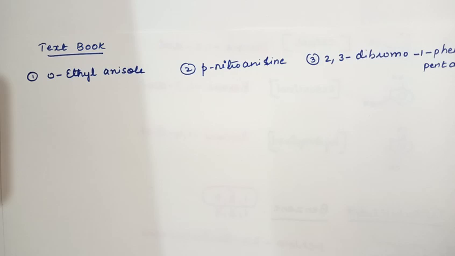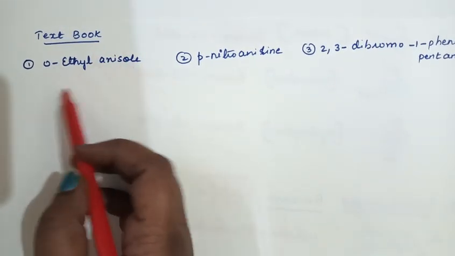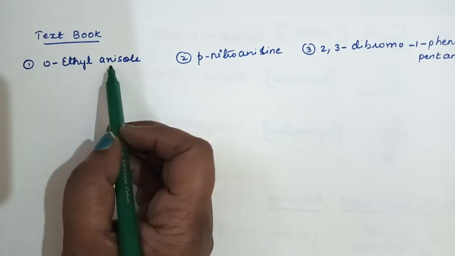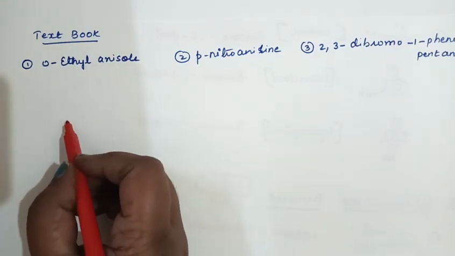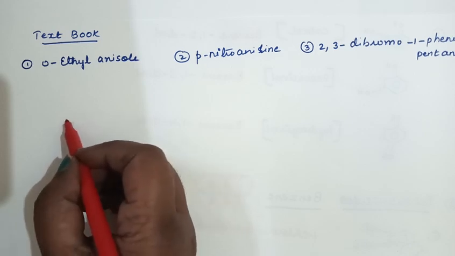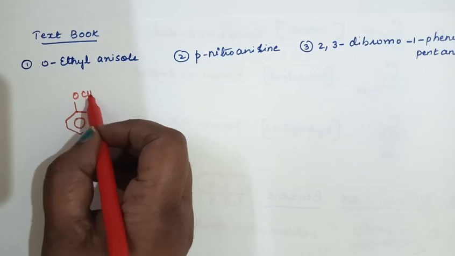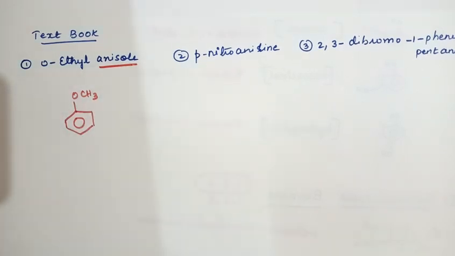So next, students, some examples I have taken from the textbook. If the IUPAC name is given, how to write the structure, we will see now. So now this is ortho-ethyl anisole. Anisole, I told you to remember the structure, that is methoxybenzene is called anisole, that is this one, OCH3.